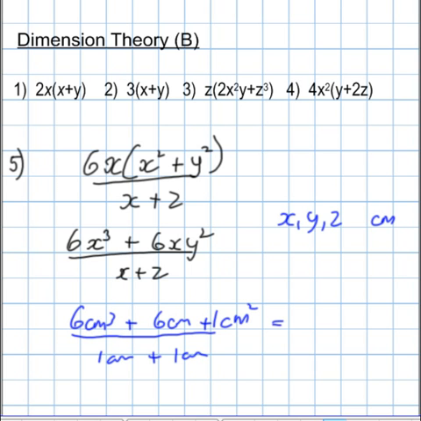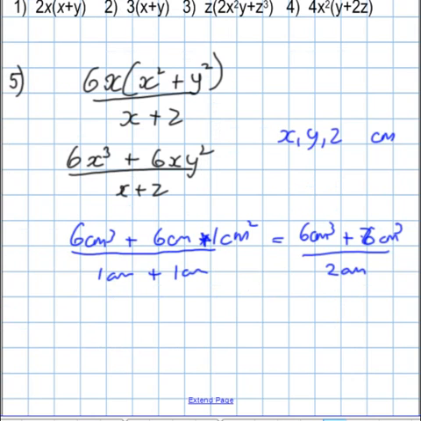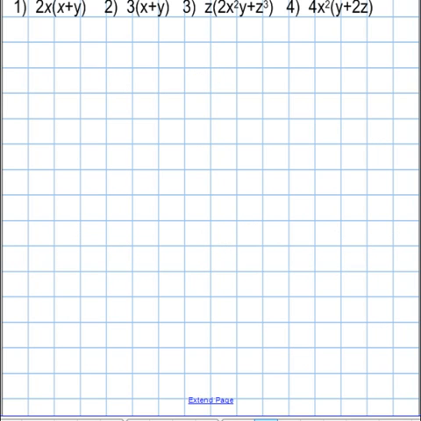Simplify the top and we get 6 centimeters cubed plus, sorry, there should be a times there, sorry about that guys, plus 6 centimeters cubed all over 2 centimeters. So we have 12 centimeters cubed divided by 2 centimeters. Cancel down the numbers and cancel down the powers here. Centimeters cubed divided by centimeters squared. So this represents area.